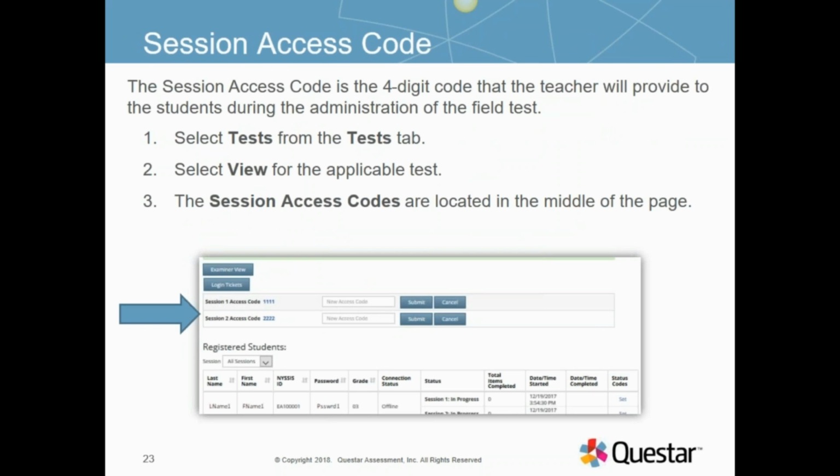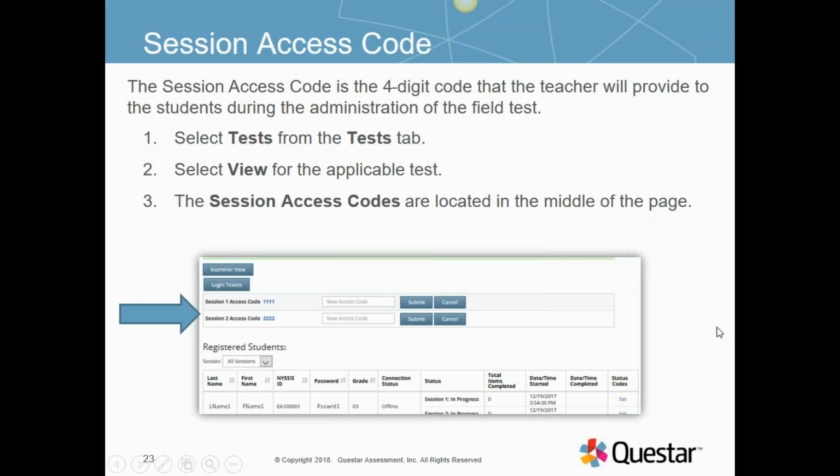The session access code is something that we'll talk about too, but this is a required 4-digit code that the teacher will provide to the students during the administration of the field test. And I'll show you where all of this falls into play when we get to the student experience. But in order to be sure that you as a proctor or a teacher have the materials that you need ready for you, this is where you get those access codes.